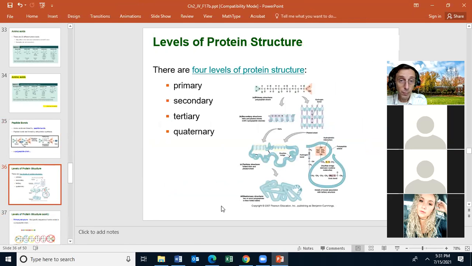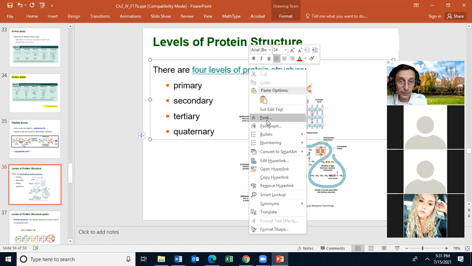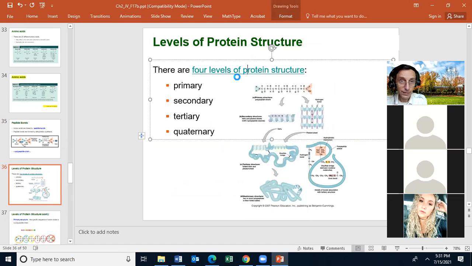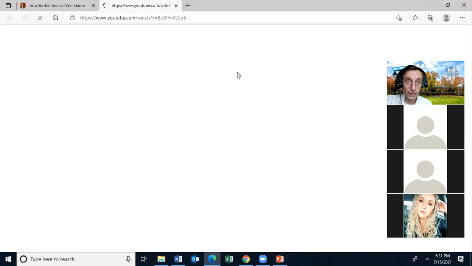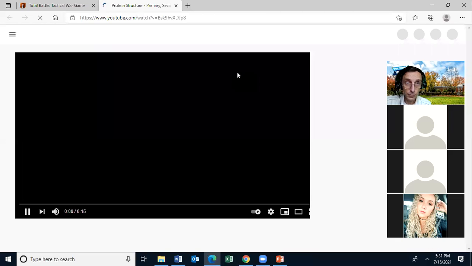All right. Proteins have 4 levels to their structure. And let's see if this link works and I can get it to open. And then we'll watch a little video discussing the 4 levels of protein structure.